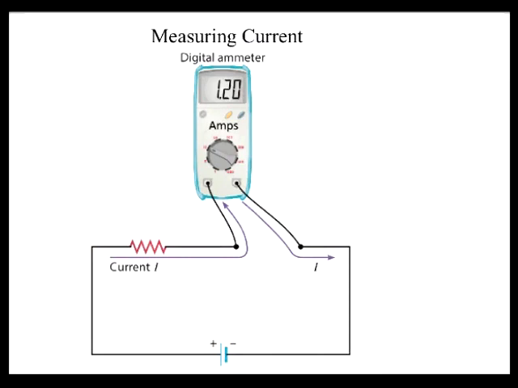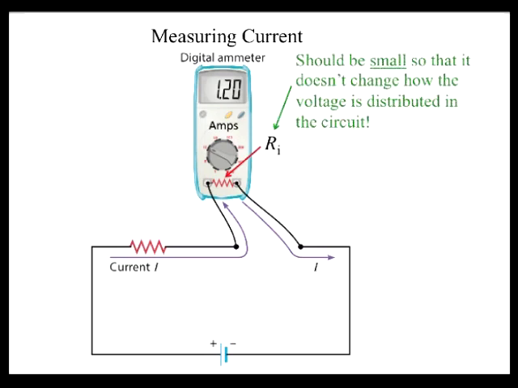Now, just like the voltmeter, the ammeter also has an effective internal resistance, Ri. In this case, the effective internal resistance should be small, so that there is a negligible voltage drop across the internal resistance, and it doesn't change how the voltage is distributed in the circuit. Therefore, an ideal ammeter would have zero internal resistance. In reality, voltmeters do not have infinite internal resistance, and ammeters do not have zero internal resistance, and sometimes the non-ideal nature of these devices must be taken into account.